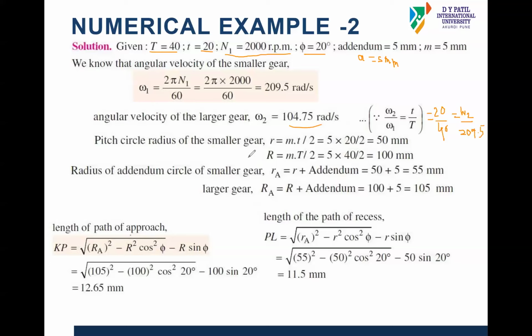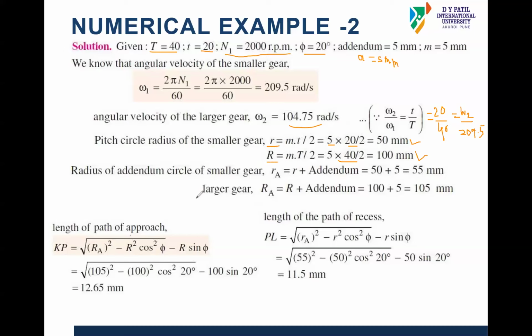Now pitch circle radius is mt upon 2, that is module into number of teeth upon 2. So module is 5 and the number of teeth on pinion is 20. So 5 into 20 upon 2. So the pitch circle radius for pinion will be 50 mm. Similarly, pitch circle radius for gear, capital R, is mT upon 2. It is 5 into 40 upon 2. So this pitch circle radius for gear will be 100. So we have the pitch circle radius for pinion and gear.